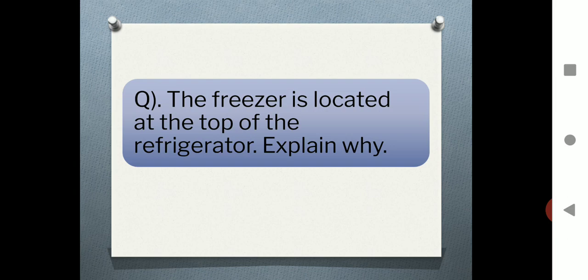Now, there are several examples of convection which we come across in our everyday life. One such example is present in our refrigerator. We have a refrigerator in our house, and if we observe the position of the freezer inside the refrigerator, then you will find that the freezer is always located at the top of the refrigerator. Now, can you explain why the freezer is not located at the bottom, why it is always present at the top of the refrigerator?